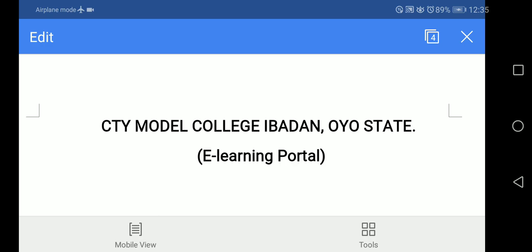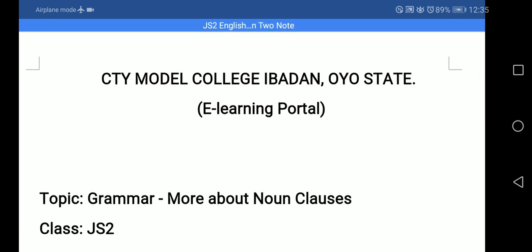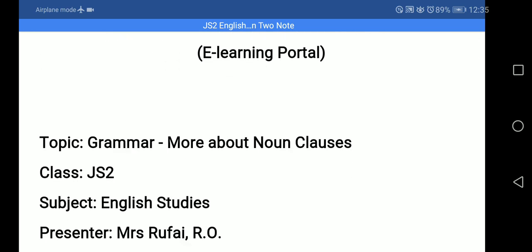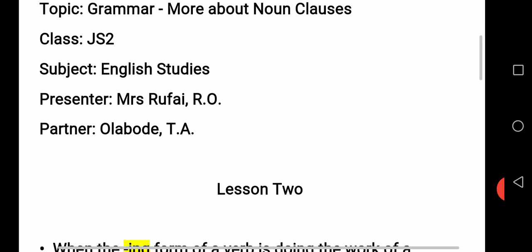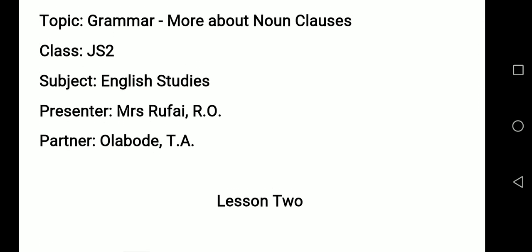It's another English studies class on the CT1 Mudu College Ibadan, Oyo State e-learning portal. Today we are looking at grammar, more about noun clauses. The last time we learned grammar, we talked about these same noun clauses. Let's quickly revise what we learned.